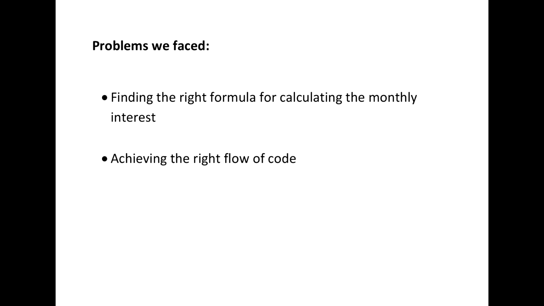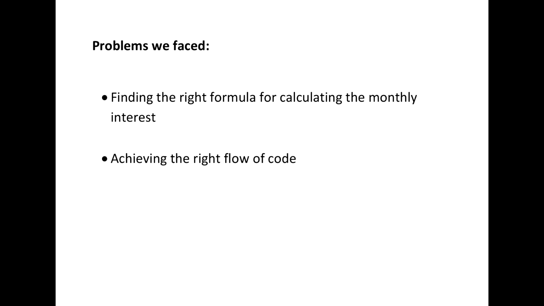Our project didn't go problem-free. We faced two problems during the making of our project. The first problem was to find the right formula for the monthly interest rate, calculated as a function of the annual interest rate. We first thought that we had to use a term called effective interest rate, with a more complicated formula than we use. But then it turned out that we just had to divide the annual interest rate by 12.